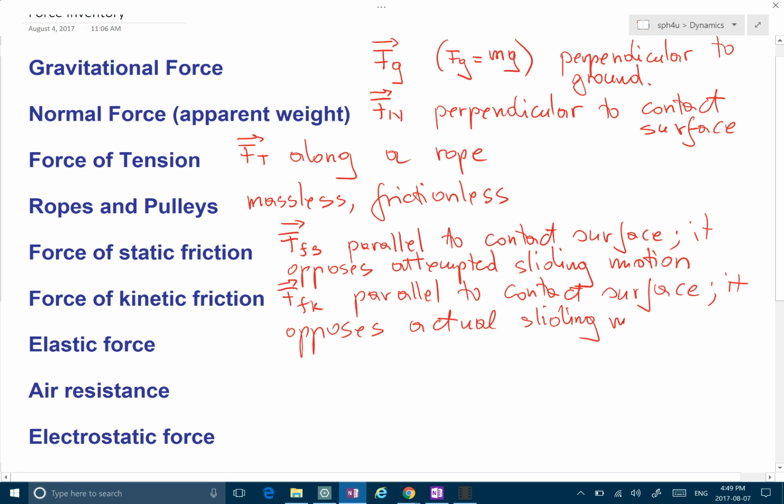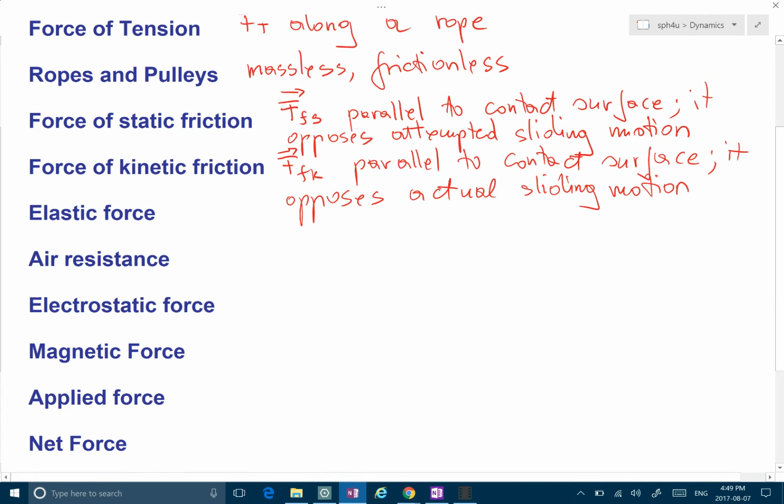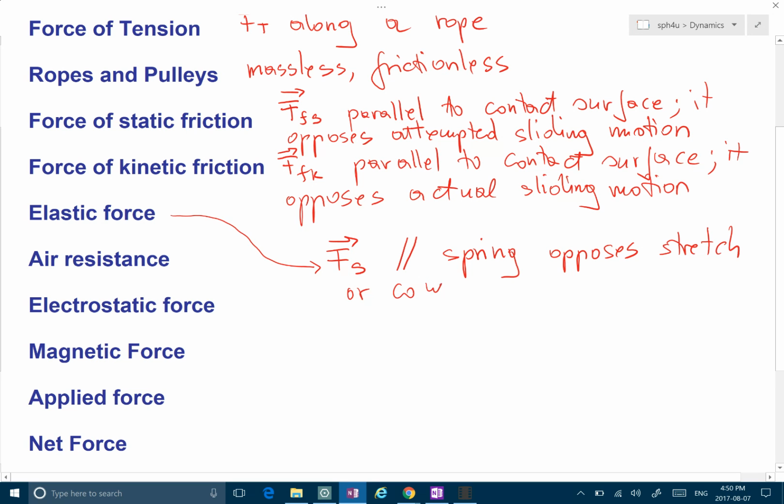All right. We have elastic force. We use the symbol, so now I have to start going like this. So we use this Fs. S means spring force. It's pretty much parallel to the spring and opposes a stretch or compression.